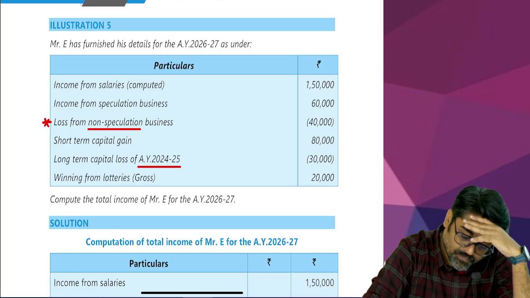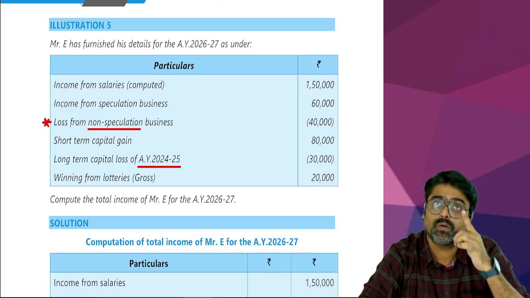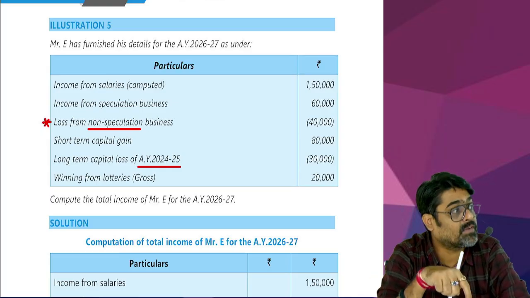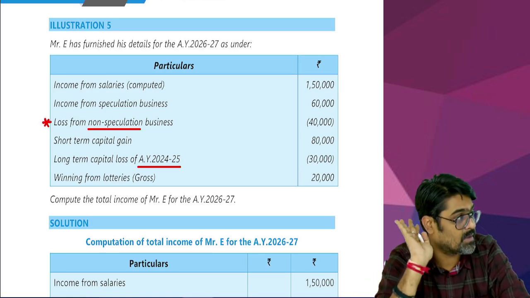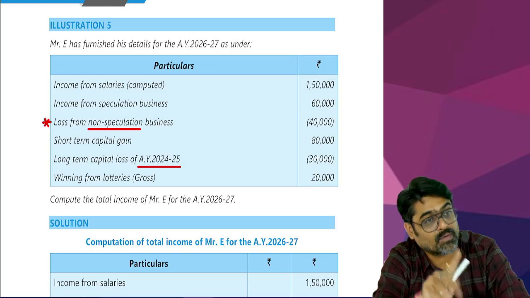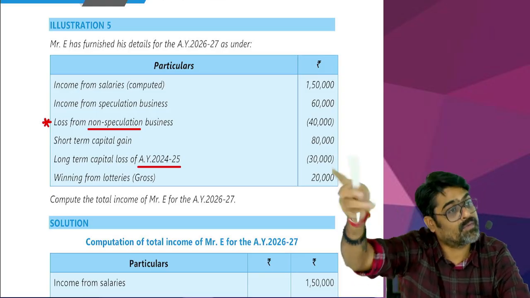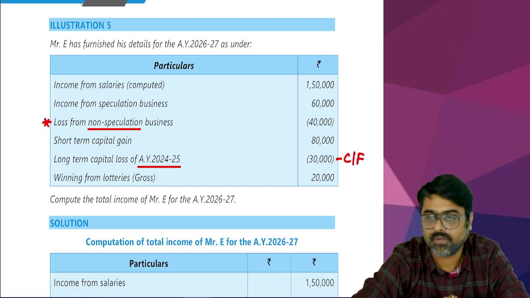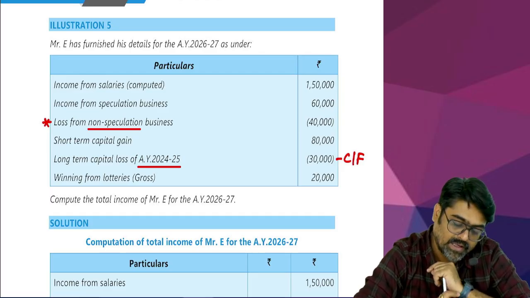Assessment year? Meaning which previous year? Previous year 23-24. It will be carried forward in previous year 24-25 and previous year 25-26. Second year the long-term loss is carried forward. But in this year it will be set off only against long-term gain. Do you have any long-term gain in this year? So can it be carried forward for the third year? Directly carry forward. This loss cannot be set off in this year because you don't have any long-term gain. Okay. Winnings from lotteries.